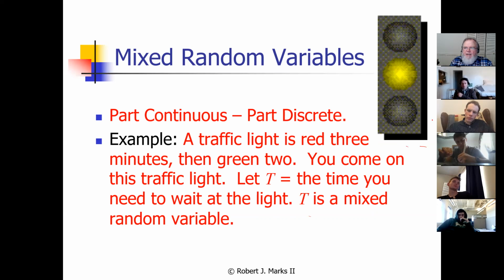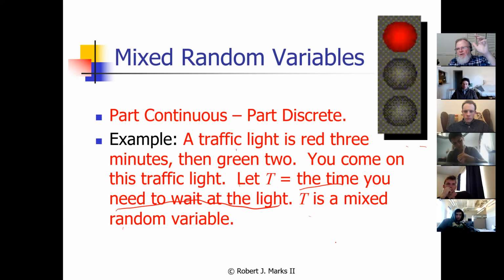I'm sorry I put this animated GIF here because it's really bothering me now because it's flashing and taking my attention. Okay, but here's the problem. A traffic light is red 3 minutes and then green 2 minutes. Now you come to this traffic light and let T be the time you need to wait for the light. Now, if you arrive at an arbitrary time, the time that you wait for the light can be 0, can't it? Because you just go straight through. If you arrive when the light is red, you have to wait for a certain amount of time, depending on how much time has already lapsed for the red light.